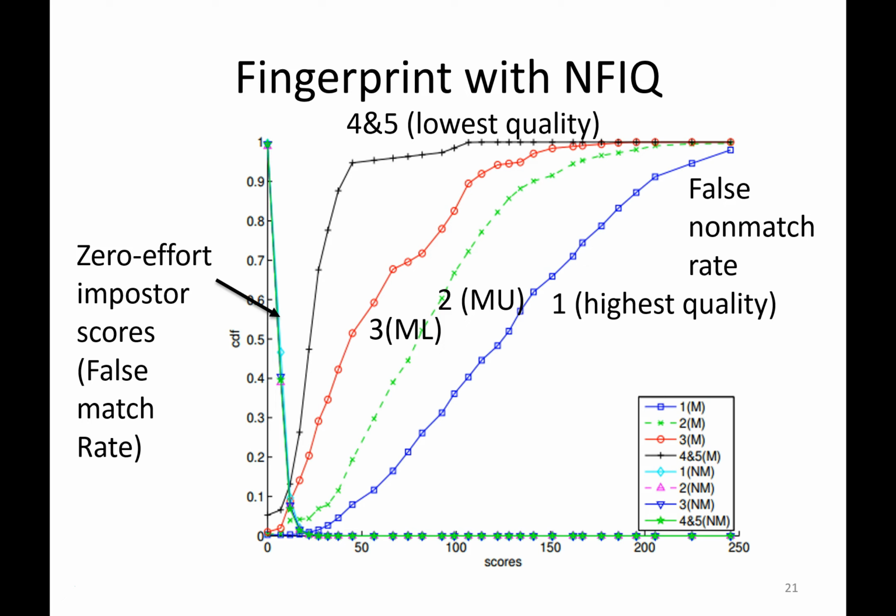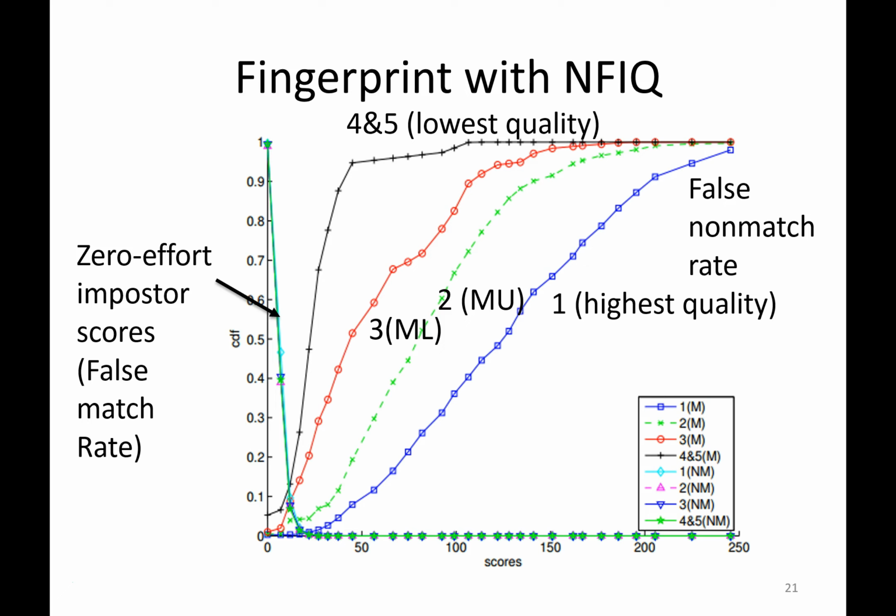So this is fingerprint NFIQ. People doing fingerprint minutiae testing use NFIQ, which uses different gradings: 1, 2, 3, 4, and 5. 1 is the highest quality, 5 is the lowest quality. So what we did here is that in the highest quality, this is the false non-match rate, from the genuine score. So you get curves like that.